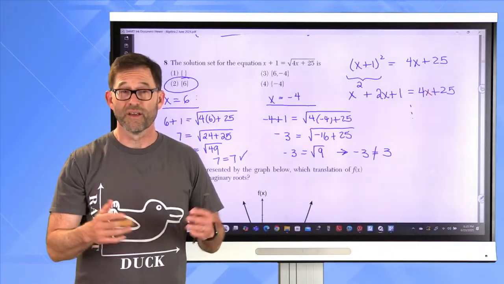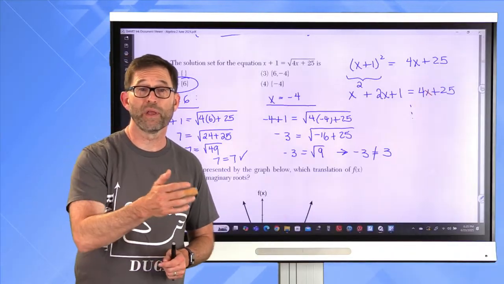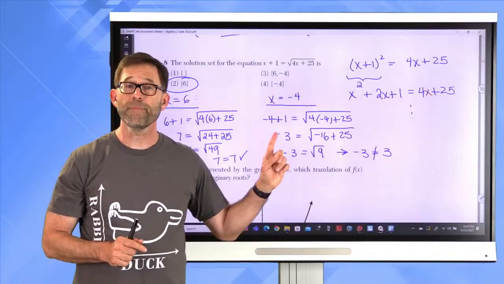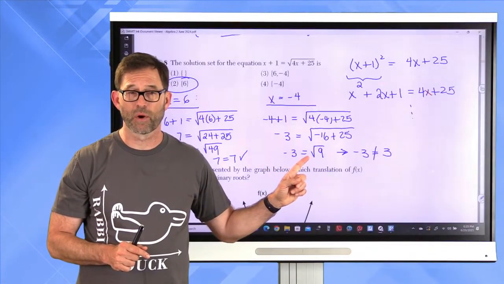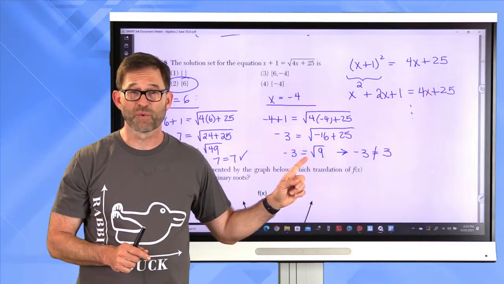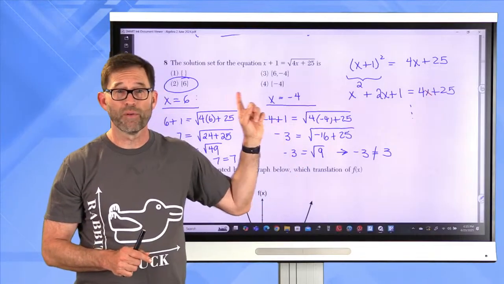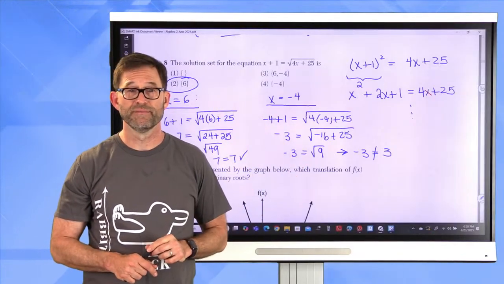So yes, does 9 have a square root that's both 3 and negative 3? Yes. But this is the positive square root of 9, not the negative square root. So the only answer here is 6.